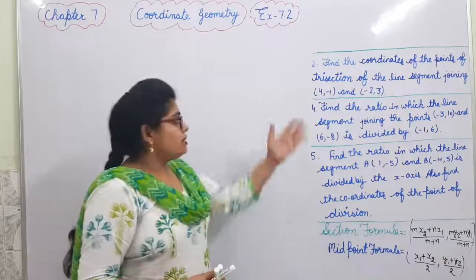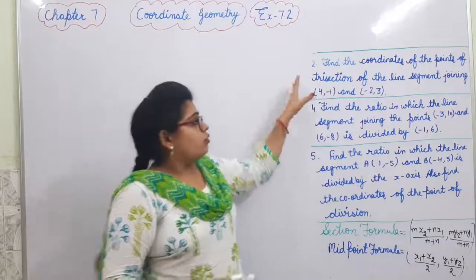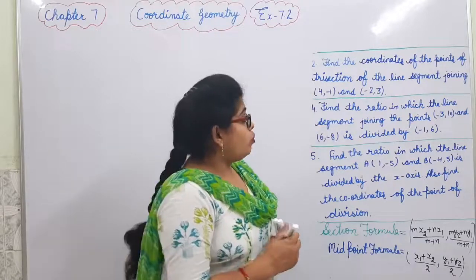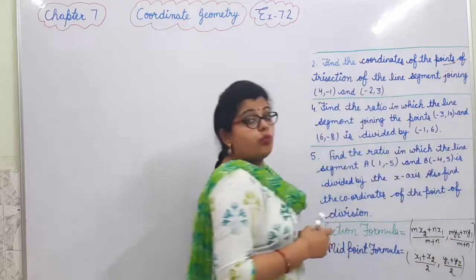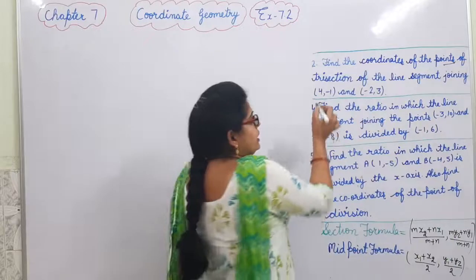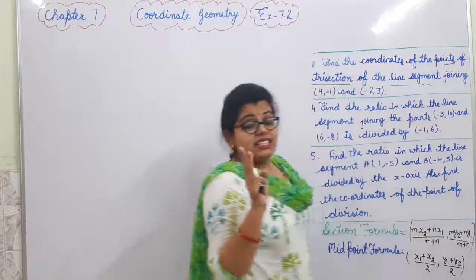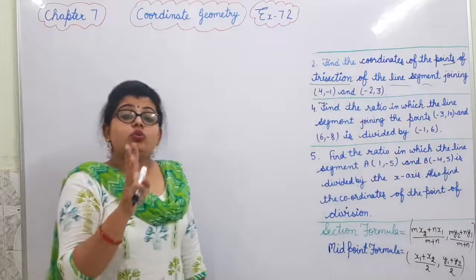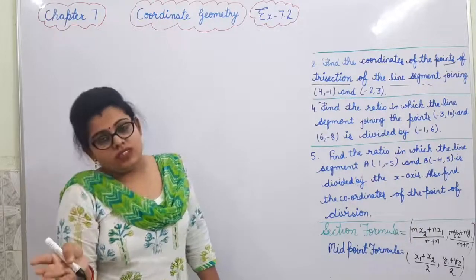Students, question number second. What is given in question number second? Find the coordinates of the points. What is given? We have to find the coordinates of the points, meaning more than one point, of trisection of the line segment. Trisection means dividing into three equal parts. Tri means three, section means division.